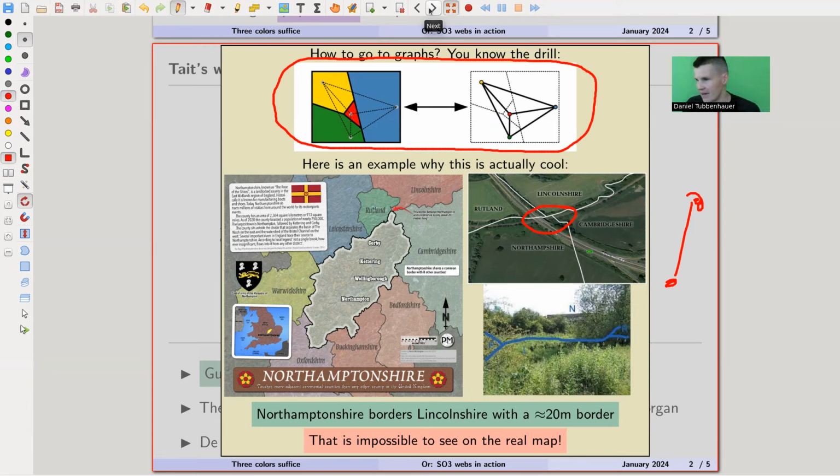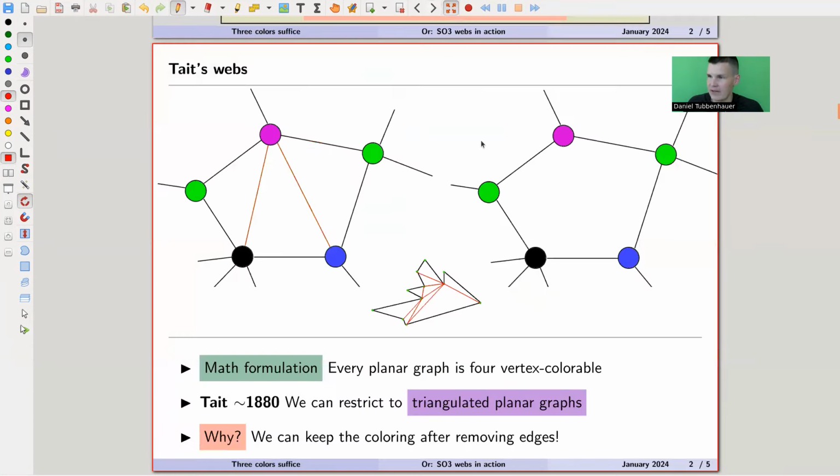In this channel, this is probably fine for everyone, but I just wanted to tell this story because this is one of my favorite ones. Why you really want to make an abstract problem where you have a graph and not a real map. Even on this zoomed in map, I can't really tell whether there is a border or not. Honestly, I can't. Anyway, doesn't matter so much. My favorite story here. Okay, and enter Tate now.